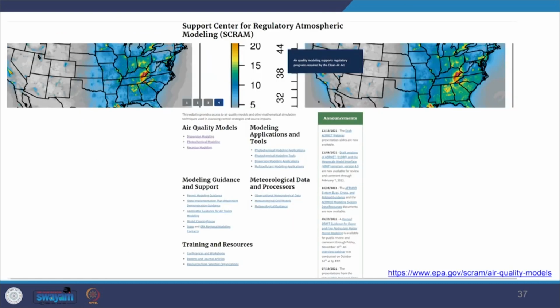In the image, you can see the snip of the Support Center for Regulatory Atmospheric Modeling, where they provide info on air quality models, modeling applications and tools, guidance and support, meteorological data and processors. They also provide training and resource support. So, the link is provided to you and you can visit this website.